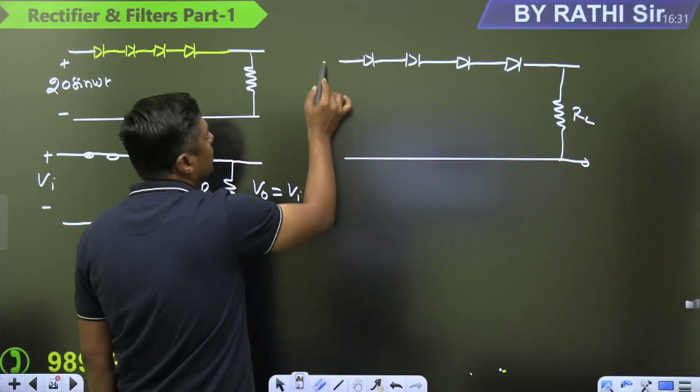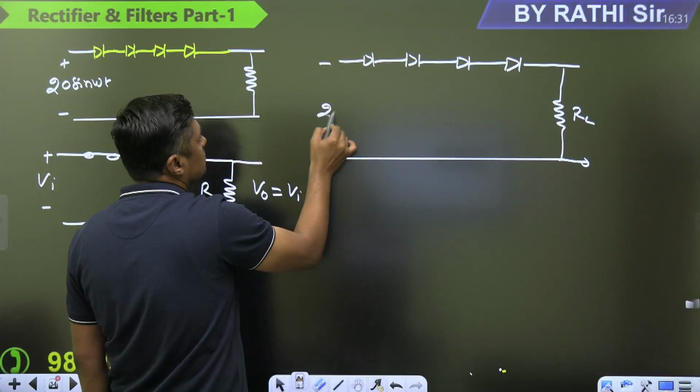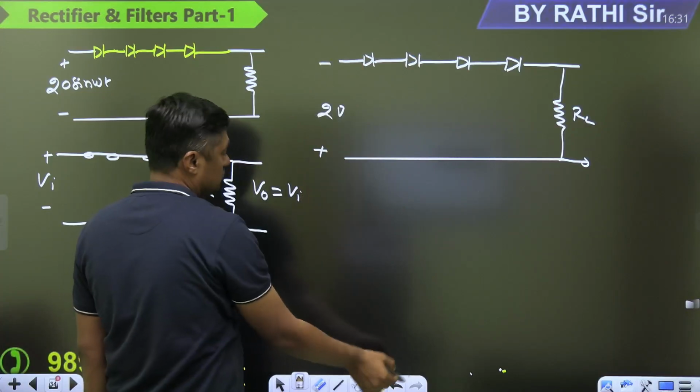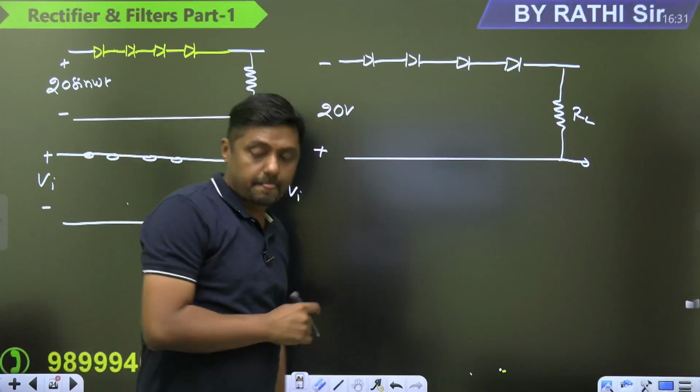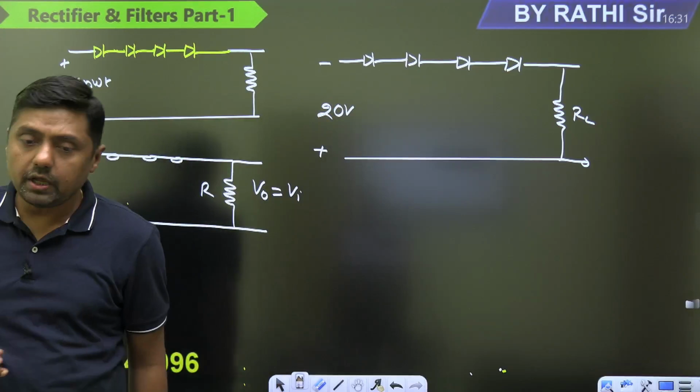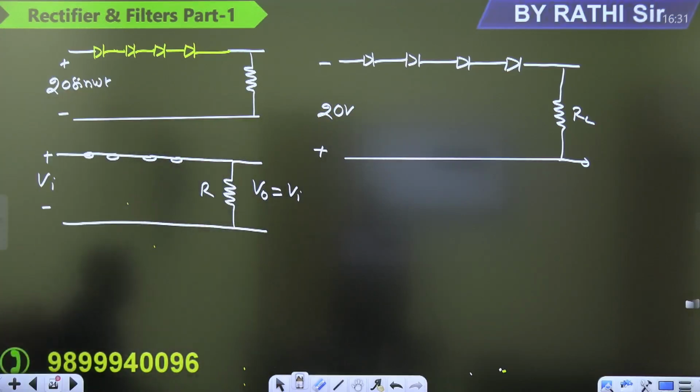Here it is 20 volt in the reverse direction. What is the PIV? When we connect one diode, 20 volt will come across the one diode. PIV will become 20 volt. When we connect 2 diodes, the 20 volt will come across the 2 diodes, and across a single diode it will be half if the diodes are identical. Then if we connect 4 diodes, what will be the PIV?